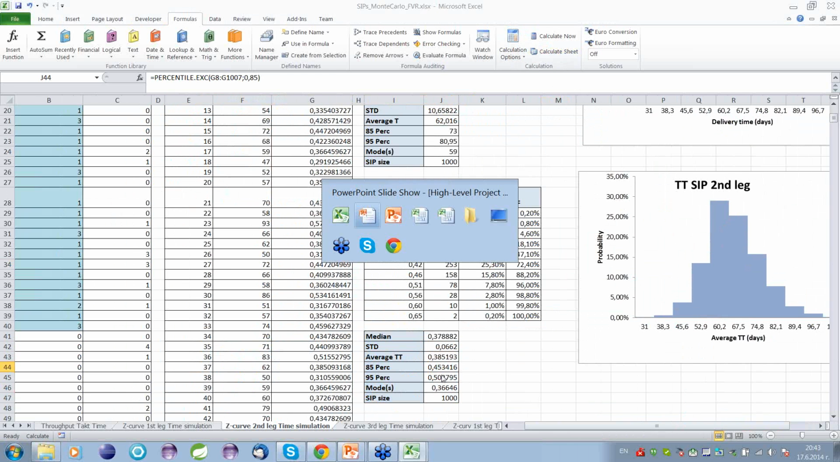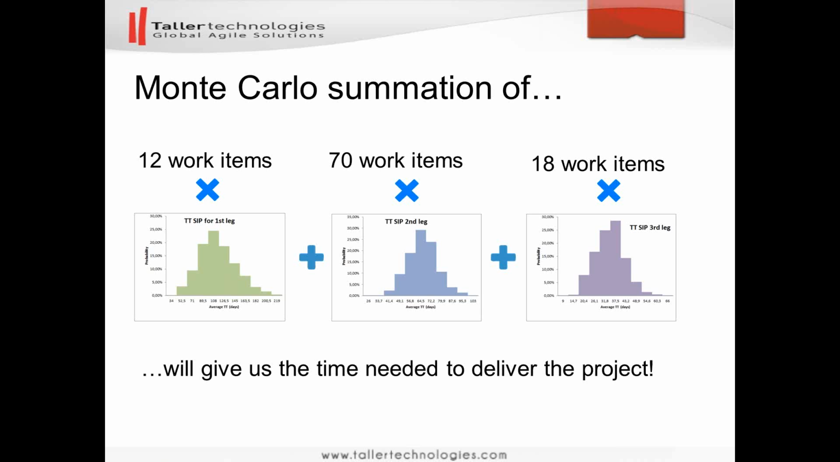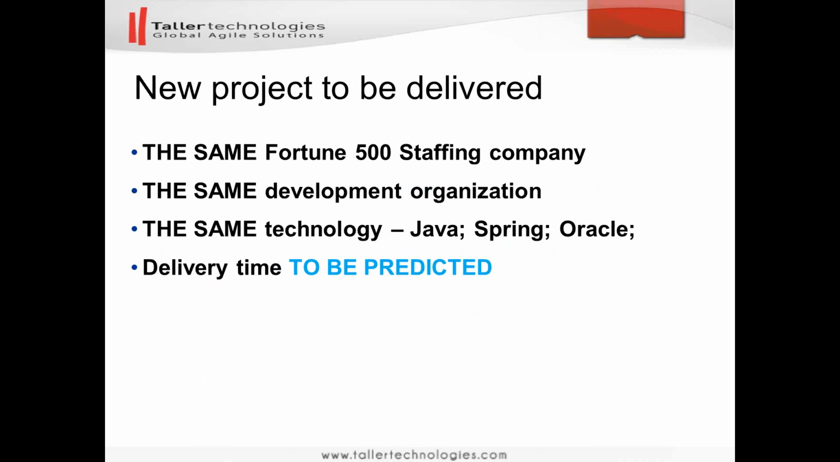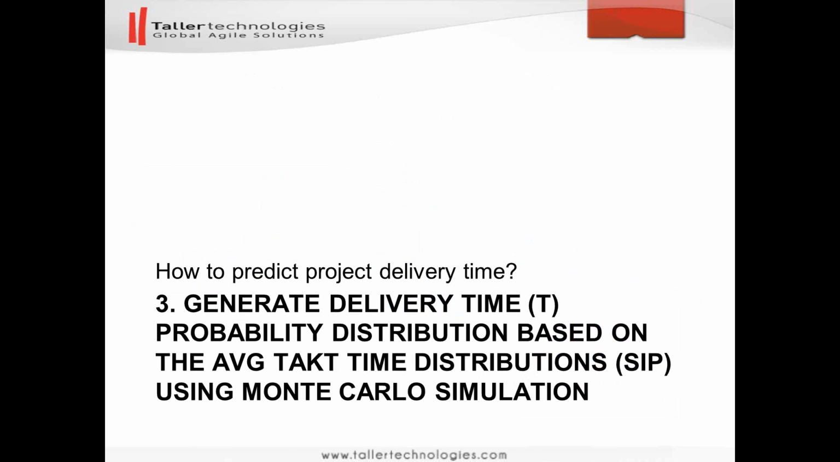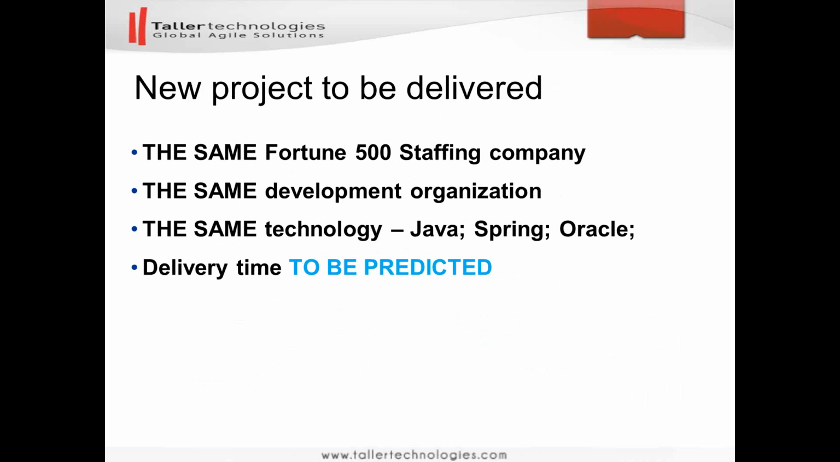And that's what we have. And we end up with the distribution for each of the legs of the Z curve for our baseline projects. What we'll be doing with this distribution is just keep it in a safe place and use it for projection, for predicting the delivery time for our next project, which I'll show you shortly. So when we have them, we will try to predict a new project.